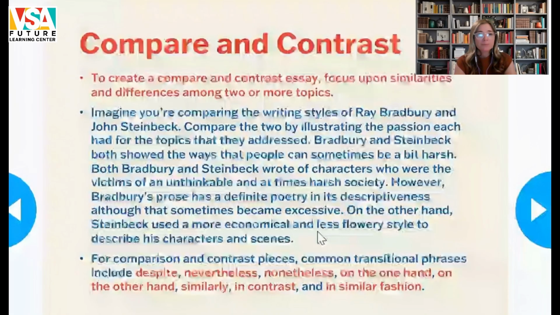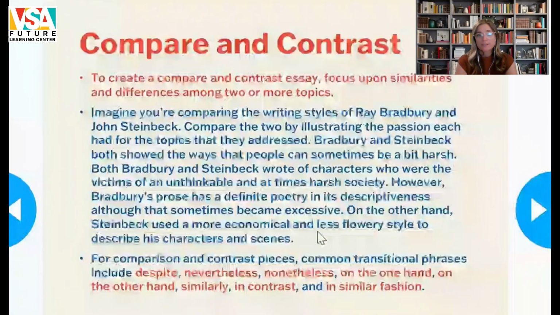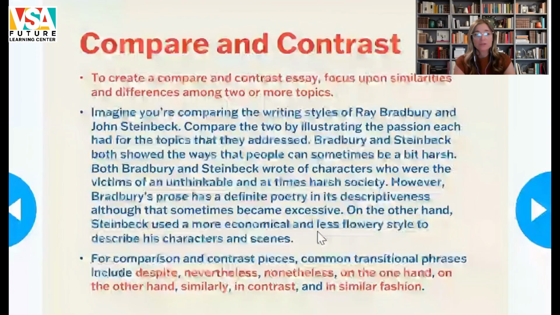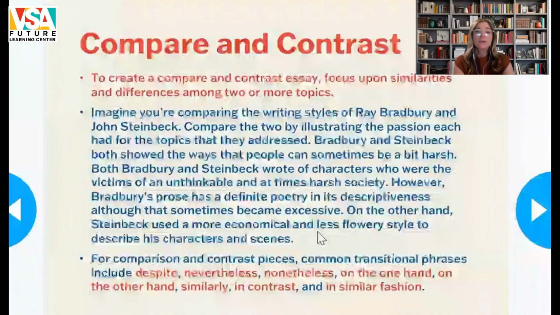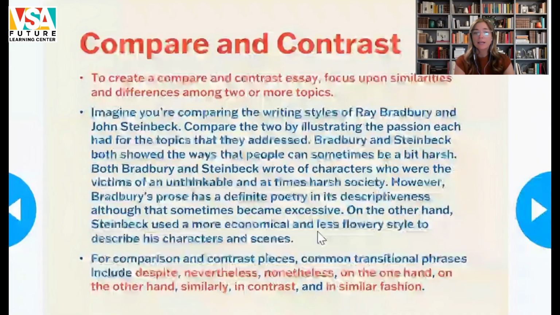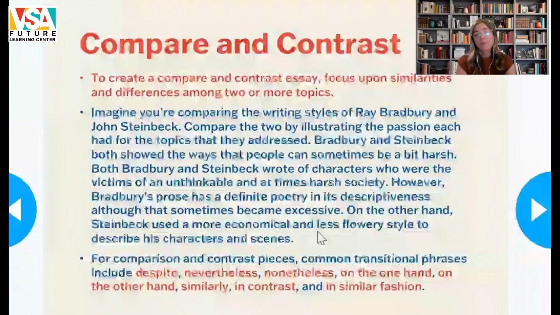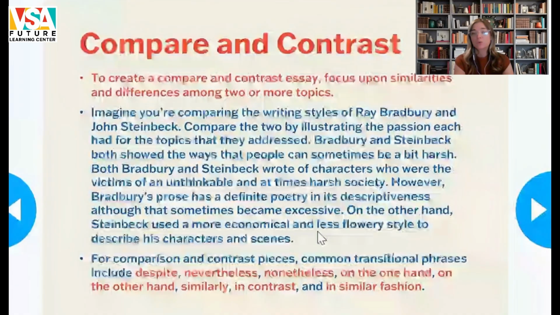So for comparison pieces, you're going to use transitional phrases such as despite, nevertheless, nonetheless, on the other hand, similarly, in contrast, or in similar fashion. So these transitional phrases are going to signal that you're talking about a similarity or a difference between the two topics that you are going to be writing about.